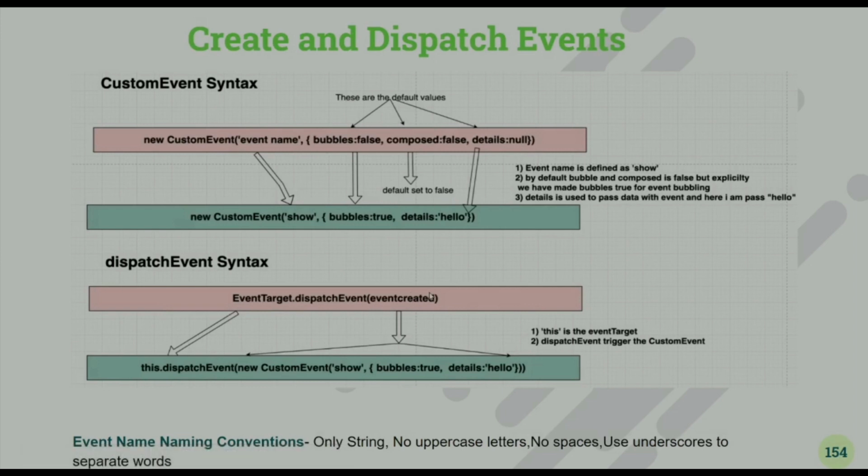This is the custom event syntax. First you use the new operator, and the constructor name is CustomEvent. The first argument that you pass is the event name, and after that, in object format, you pass the options. We'll not go into the options right now. We'll see whenever it's required, and I'll explain that.